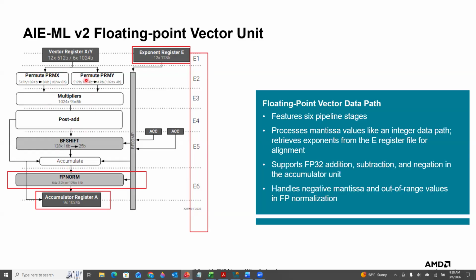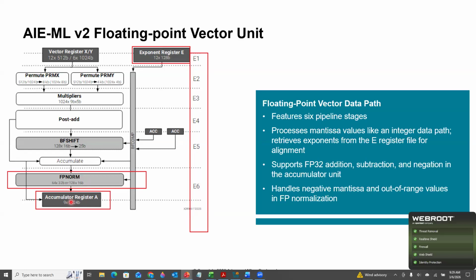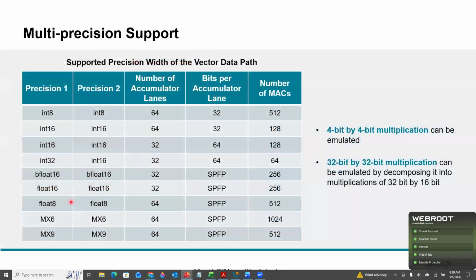We have the permute unit up front. We're doing the multipliers. We're doing the post add. Then we need to do the shift, and then that data gets written to the accumulator, and then finally the floating point normalization, and that can then be written out to a storage register. So we've got six pipeline stages. This processes the mantissa values and supports standard 32-bit floating point operations. It also has special support to be able to handle things like a negative mantissa or any out of range values.